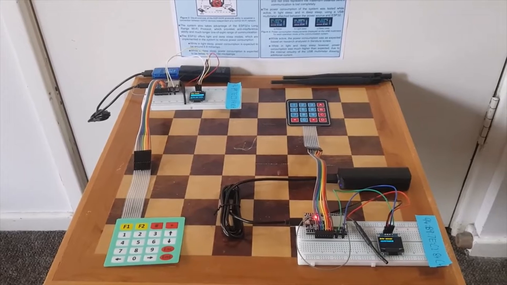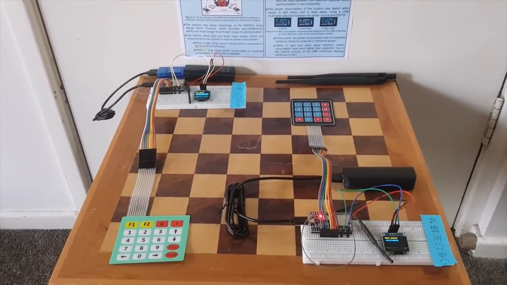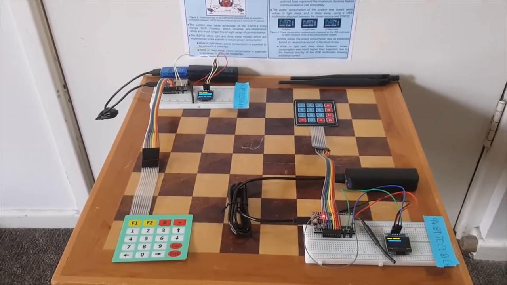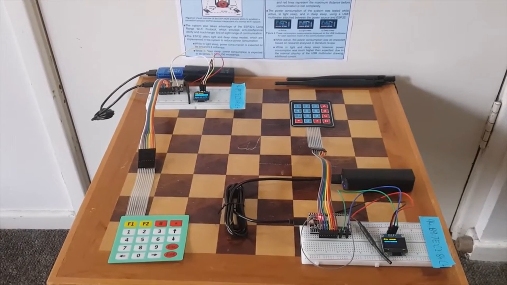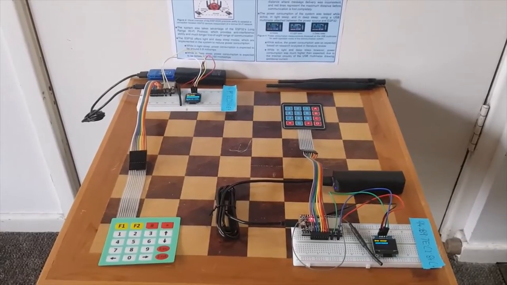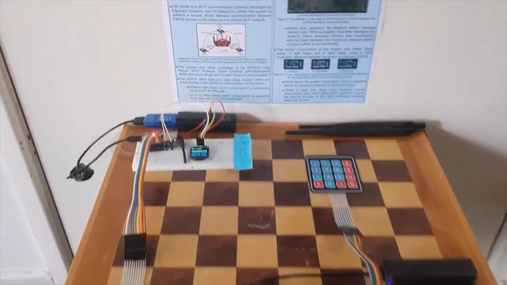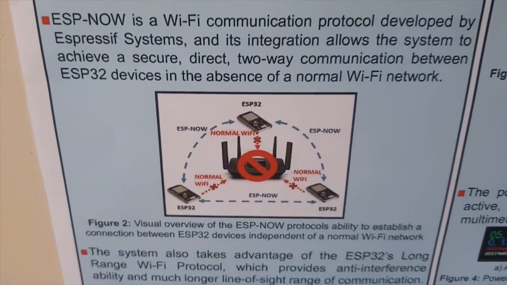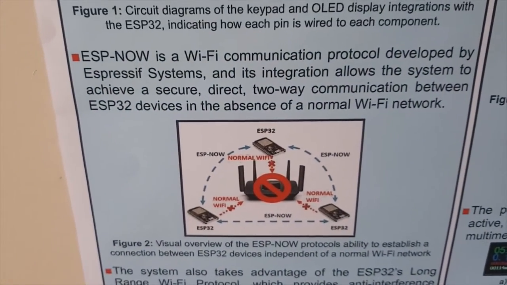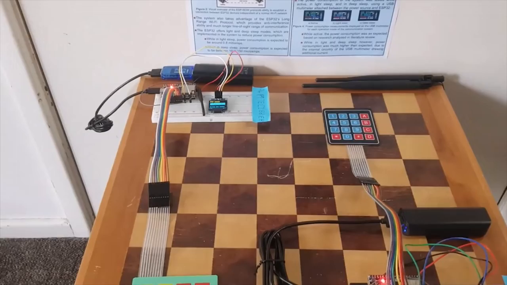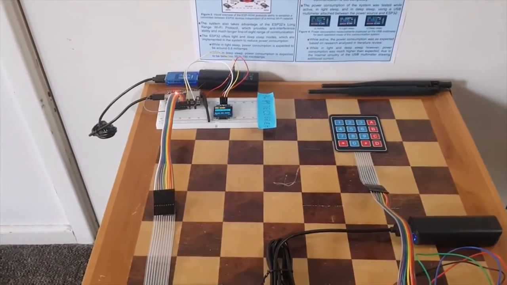The ESP32s communicate with each other through ESP-NOW, which is a Wi-Fi communication protocol also developed by Espressif Systems, and its implementation in this project allows for the system to achieve secure, direct, two-way communication between each device. And as you can see visualized on this figure on the poster here, this communication is independent of any normal nearby Wi-Fi networks. ESP-NOW uses callback functions for when a message is transmitted and received.